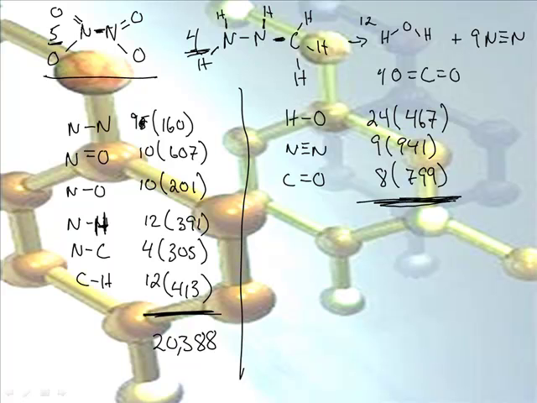So what does this add up to, Mr. Sam? 26,069. Okay, so what do you do now? Products minus reactions. 20,388 minus 26,069, about negative 5 grand. Negative 5681.